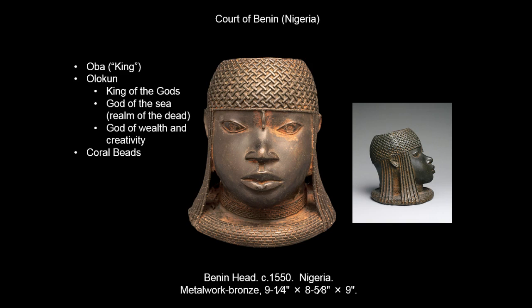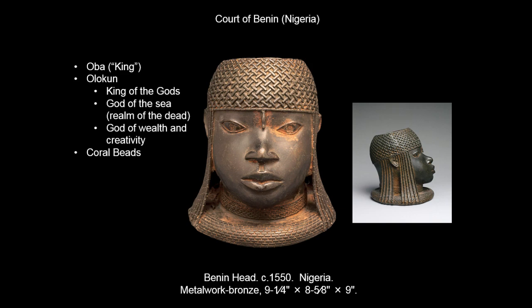So hence, there's still a connection with Olokun in the fact that this head is shown as having coral beads all over it. And this happens to be one of the chief exports of the Benin Kingdom, which is how they were able to thrive through the trade of these beautiful and valuable beads.